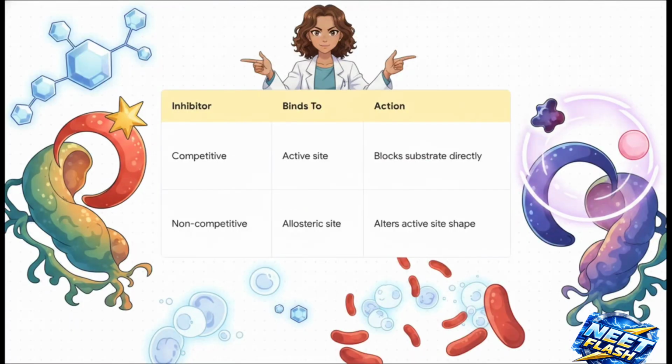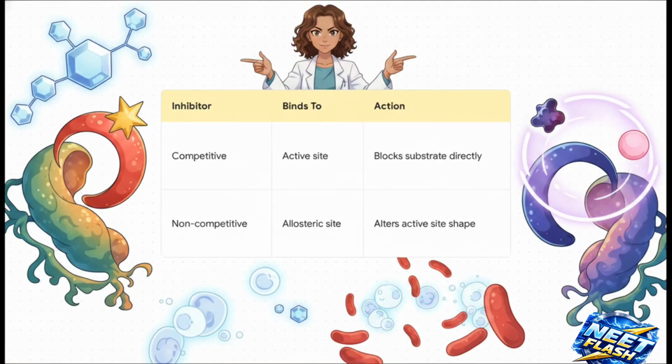But knowing how to shut an enzyme off is just as important. For example, sulfa drugs actually use competitive inhibition to stop bacterial pathogens from multiplying. Competitive inhibitors are basically structural copycats. They look exactly like the real substrate, so they can jam themselves into the active site and block it directly.